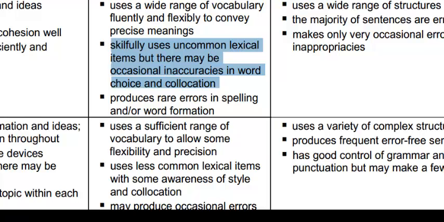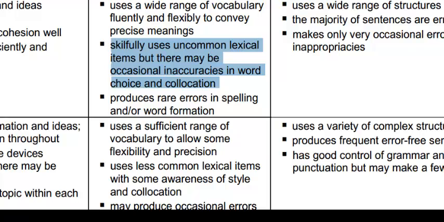Moving up to band score 8, the criteria reads skillfully uses uncommon lexical items, but there may be occasional inaccuracies in word choice and collocation. So with band score 8, we're becoming far more natural in our lexical use, and the flow of the ideas and the way they're expressed is far more fluent and sounds more native-like.